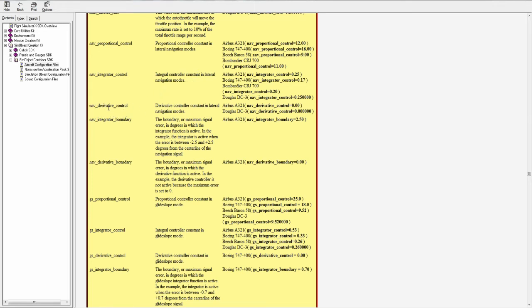Nav derivative control is the derivative controller constant in lateral navigation modes. Nav integrator boundary is the boundary, or maximum signal error in degrees, in which the integrator function is active. In the example, the integrator is active when the error is between minus 2.5 and plus 2.5 degrees from the center line of the navigation signal.